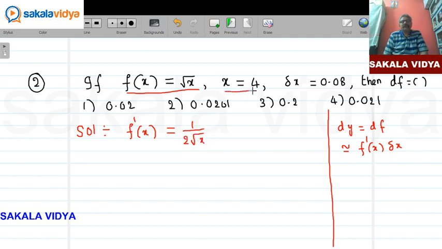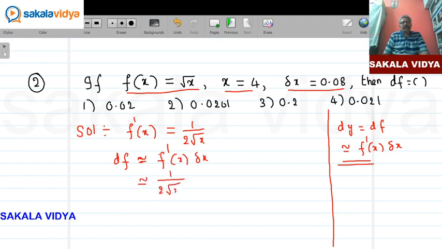Now we know x is equal to 4 and delta x is equal to 0.08. So that we can find out df using this concept. Now df is approximately equal to f dash x multiplied by delta x, whose value is approximately 1 by 2 root x, because the differentiation of root x is 1 by 2 root x, into delta x. Approximately equal to 1 by 2 root x, and the value of x is 4, am I correct?